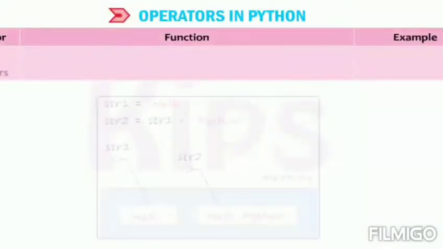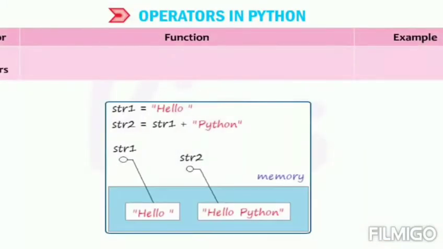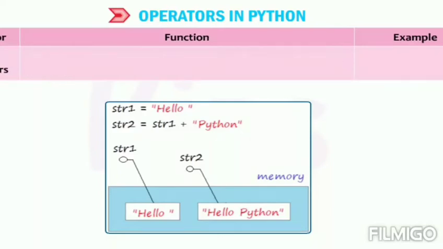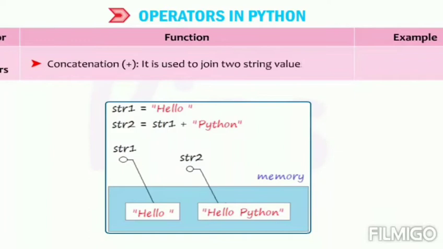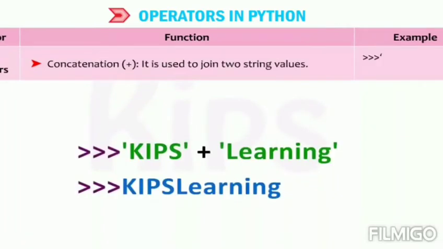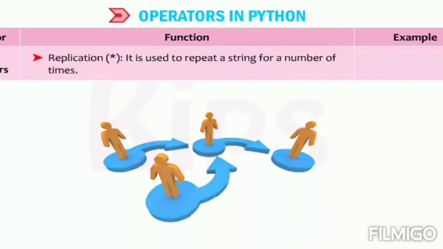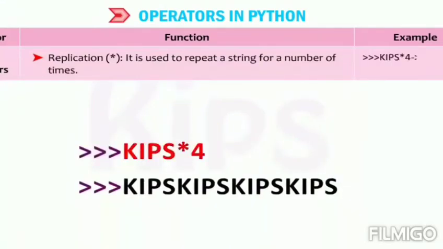Operator: string operators. Function: string operators work on the string values. These operators are of two types. Concatenation, plus, it is used to join two string values. Example, Keeps plus learning, Keeps learning. Replication, asterisk, it is used to repeat a string a number of times. Keeps multiplied by 4, Keeps Keeps Keeps Keeps. Program.